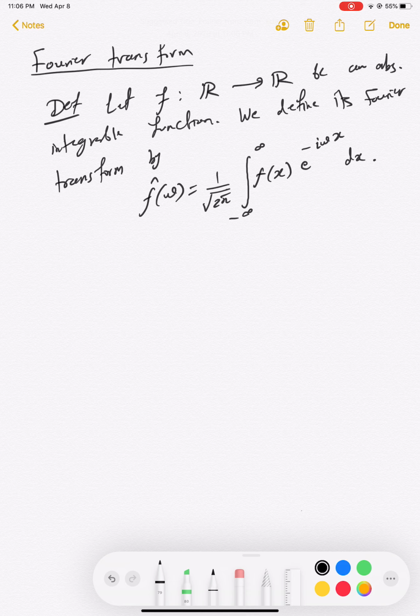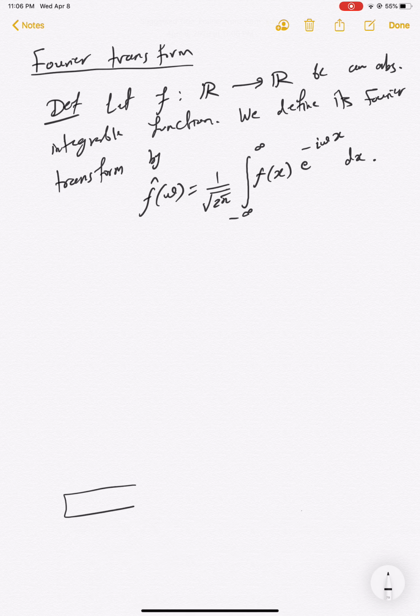If you remember, when we started the Fourier series, we started with a trigonometric polynomial. Then from the trigonometric polynomial, we found the formulas for a_0, a_n and b_n.